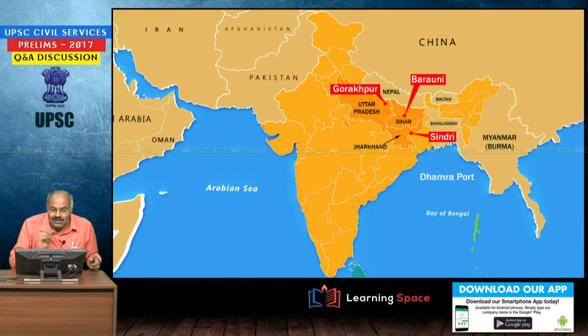Then please look into this map: Barauni, Sindri, Gorakhpur. These fertilizer plants are going to be revived, and the gas grid is also going to cover this eastern part of the country. And we discussed Urja Ganga. Please do not forget that Urja Ganga, that is a very important program.